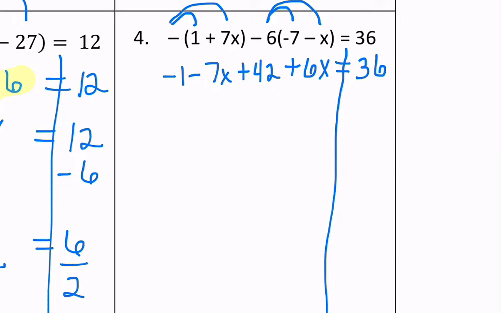All right, so we handled the parentheses. So now what we have to do is combine our like terms. So I'm going to highlight these negative 7x's, and I also have a positive 6x. Combine means to add. So negative 7 plus 6 is a negative 1. So I have negative 1x. And if you want to write it as negative 1x, go for it, you can. But remember that negative 1x is the same thing as just saying negative x.